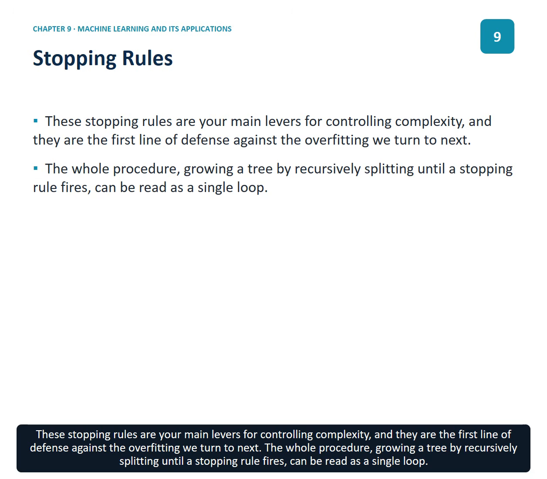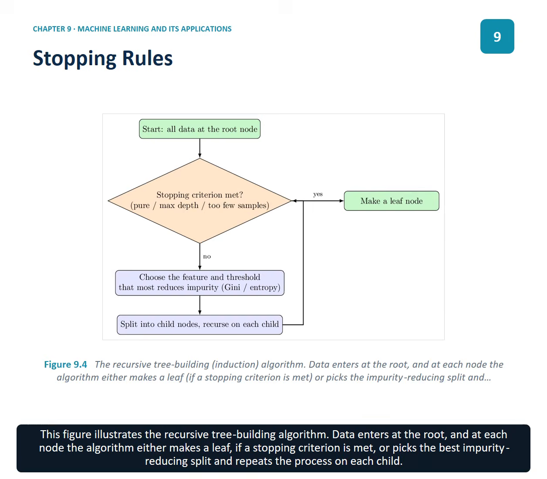The whole procedure, growing a tree by recursively splitting until a stopping rule fires, can be read as a single loop. This figure illustrates the recursive tree building algorithm. Data enters at the root, and at each node, the algorithm either makes a leaf if a stopping criterion is met, or picks the best impurity-reducing split and repeats the process on each child.